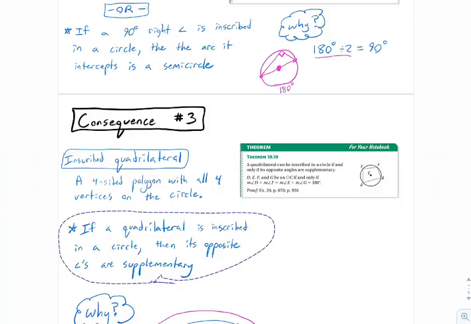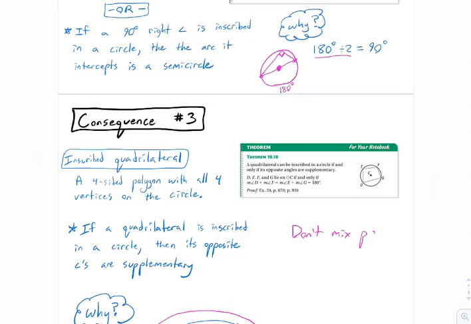Now, don't mix this up, and I'll write this out because this is a common mix-up. Don't mix parallelograms, right? People remember from our previous units that parallelograms, opposite angles are congruent, right? Don't mix that up with this. Opposite angles are supplementary. And by far the most common mistake people make is they just say, oh, opposite angles are congruent whenever it's in a circle, and that's not true. So don't jump to that.